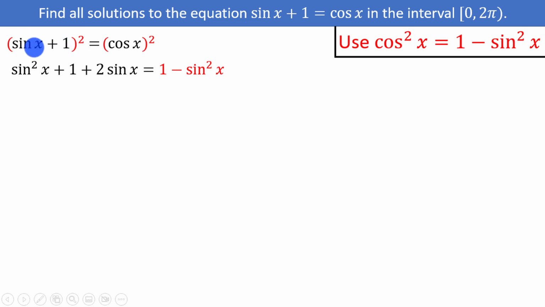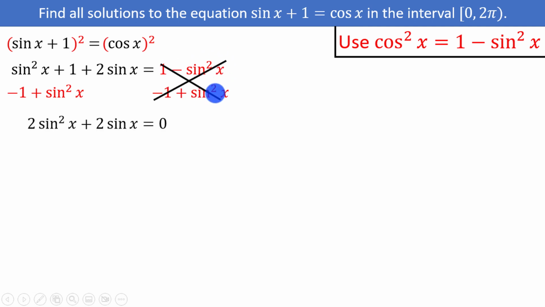But we have two of those when we FOIL them out, so we have 2 times sine of x. Let's get everything to the left-hand side of the equation. We can do this by subtracting 1 and adding sine squared to both sides. That will cancel everything on the right-hand side, and we will be left with 2 sine squared, since we already had 1, and we added 1 more, plus 2 times sine of x, which we already had, and then the 1 and the negative 1 cancel. So we have 2 sine squared plus 2 times sine of x is equal to 0.